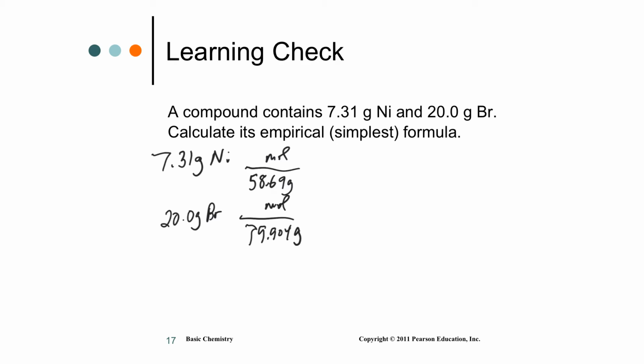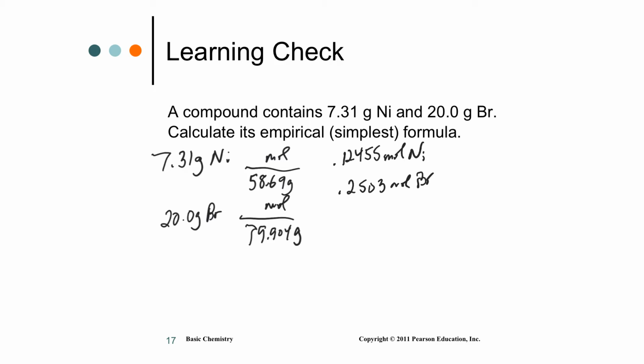So we have 7.31 divided by 58.69, and I have 0.12455 moles. Let's do it again with bromine. 20 divided by 79.904 gives me 0.2503 moles of bromine. Now I want a ratio.